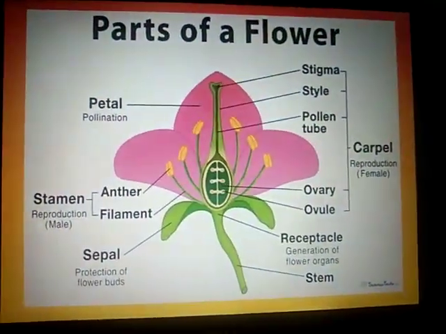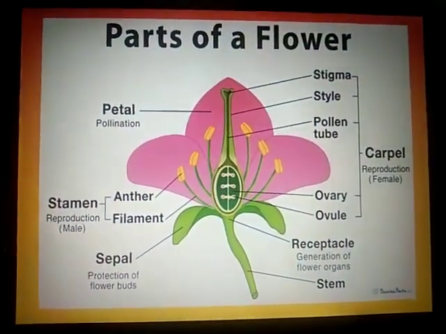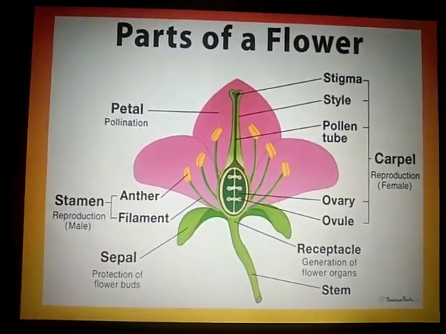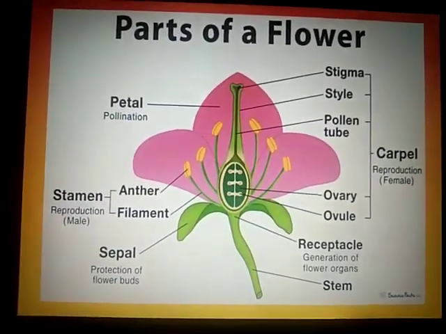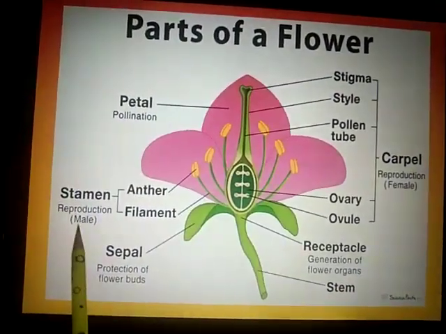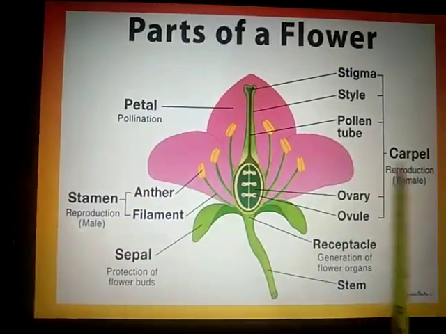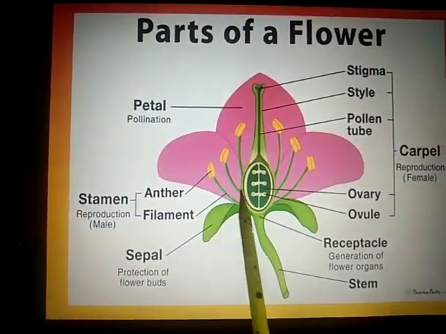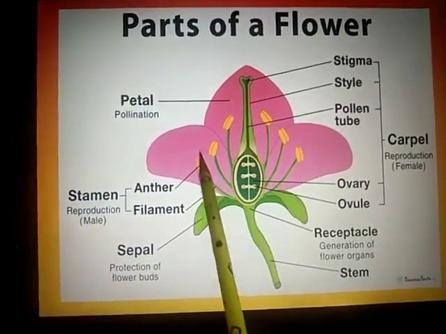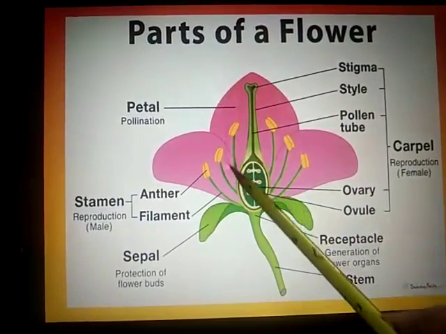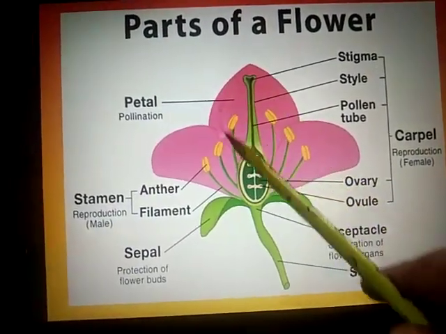Now, what are the parts of a flower? There are basically 4 important parts of a flower. They are calyx, corolla, androecium and gynoecium. Here androecium is the male part of the flower and gynoecium is the female part of the flower. This is your androecium, the stamen. It is your androecium, and this, the carpel, is known as your gynoecium.